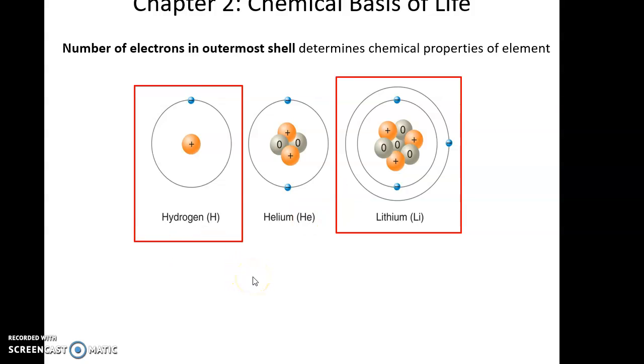All right. So this is important because the number of electrons in the outermost shell determines the chemical properties of the element. So helium has a complete outermost shell, so it is chemically inert, while hydrogen has 1 in its outermost shell. Lithium also has 1 in its outermost shell, so they are very, very reactive.